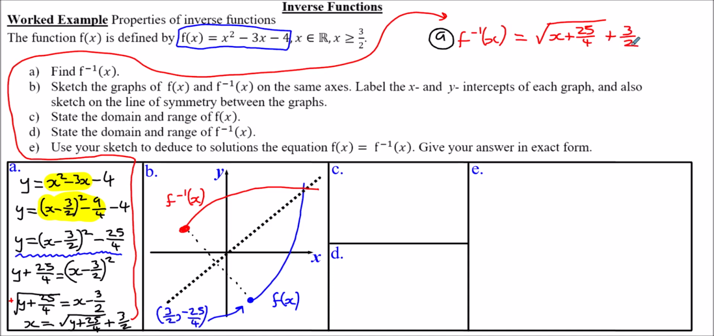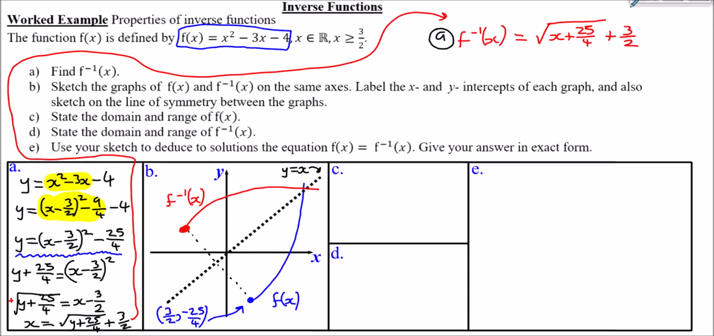Now, part B. It says label the x and y intercepts of each graph, and also sketch on the line of symmetry between the graphs. So we sketched on the line of symmetry, that's the line y equals x, so I'll add this on as well. That's the line y equals x, like so. And then to think about the x and y intercepts of a graph, this is going to be a slight bit of working, but actually nothing overly arduous.